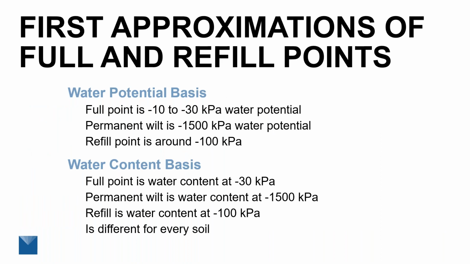The next step is to set the full and refill points of the soil profile. This can be an iterative process, but you need some place to start. The starting point is arrived at using what we talked about before, field capacity and permanent wilting point. Field capacity is defined as the water content of a soil profile 2 or 3 days after a heavy rain or irrigation. It corresponds to a water potential between -10 and -30 kilopascals. -10 for a coarser soil, -30 for a finer soil.